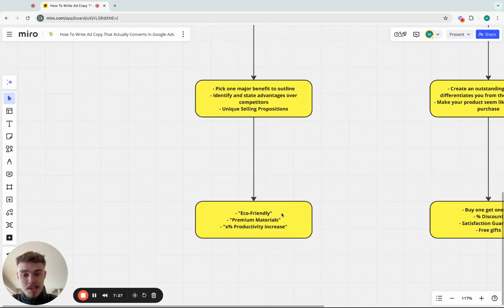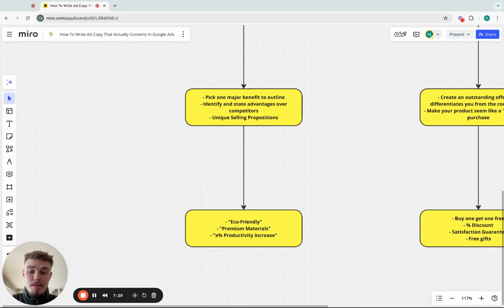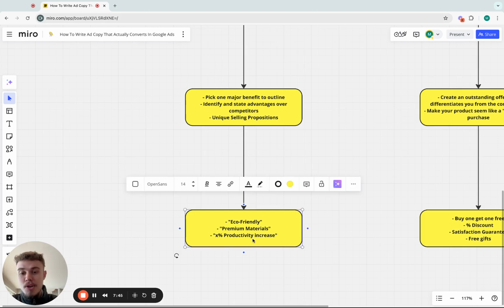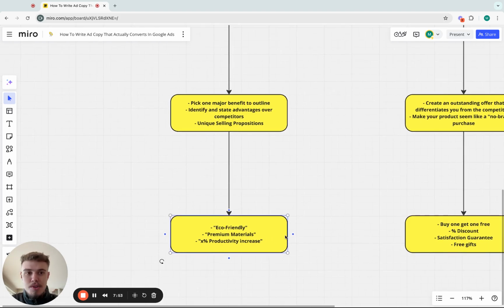And some examples, like I said, eco-friendly. You might want to promote the fact that your brand is sustainable. Premium materials, right? These are pretty weak examples. They're not the strongest things ever, but they're just examples of it in use, right? So premium materials, that's something that's used often, probably overused. So you'd want to try and find something a little bit more unique there. If you're using a product such as a cognitive enhancer supplement, something like X% productivity increase, that's a big benefit of the product for sure.